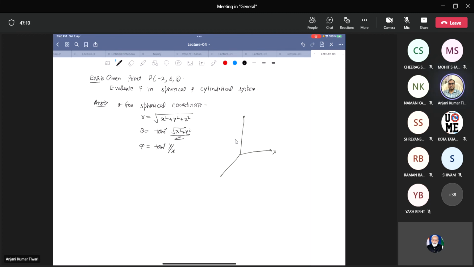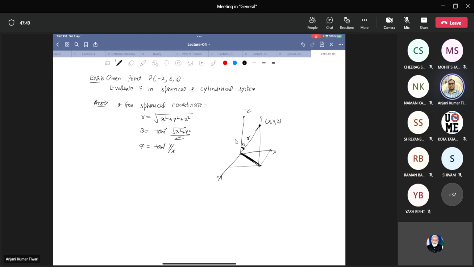So this is the x-axis, this is the z-axis, this is the y-axis. Suppose there is a point P, and its coordinates are x, y, z. Then of course r will be square root of x square plus y square plus z square. Now what was theta? Theta was this angle, so this is our theta. Its projection is over here.